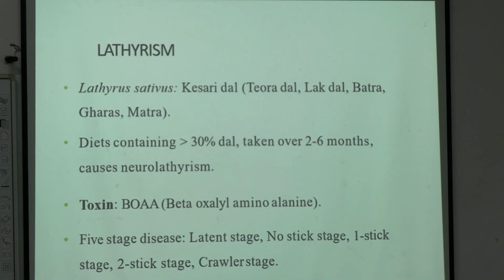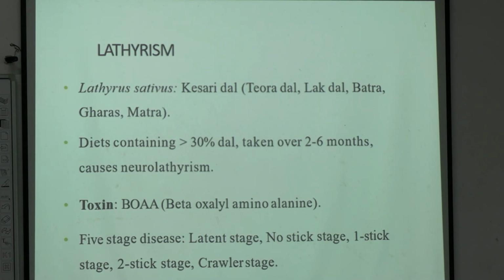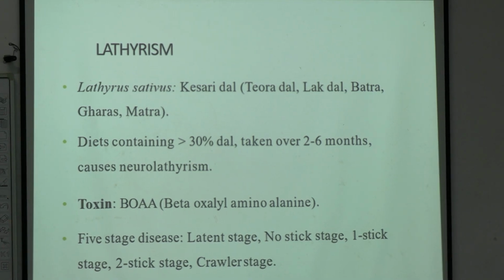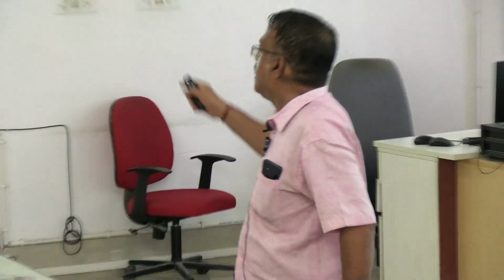The toxin is beta-oxalyl aminoalanine. You have 5 stages. The first stage is the latent stage. Then you have the no stick stage. Then you have the 1 stick stage, the 2 stick stage, and finally the patient is crawling. So you have a 5-stage disease.